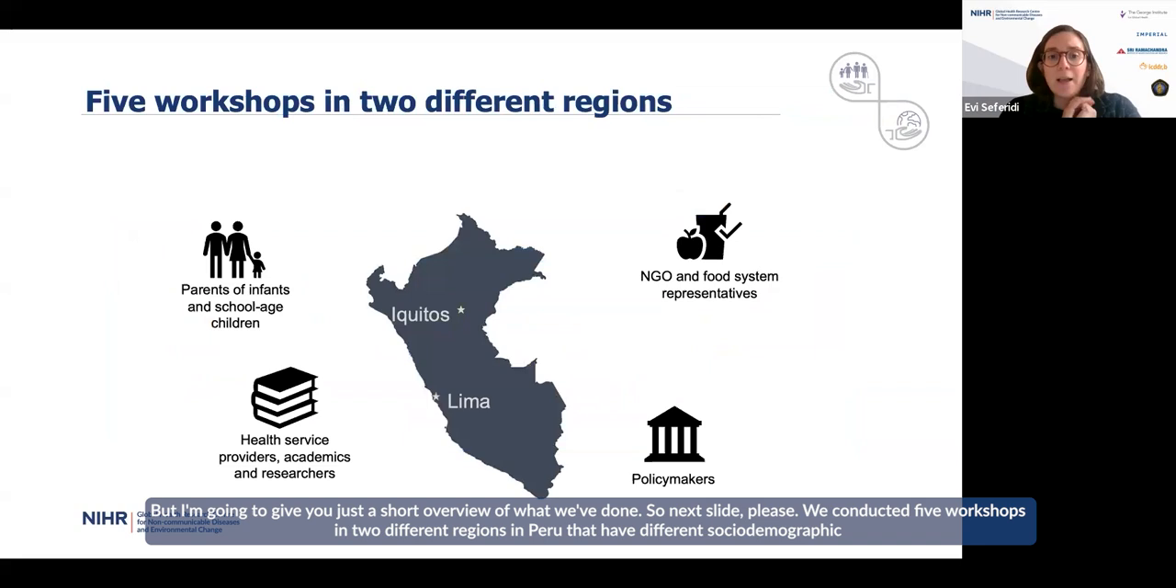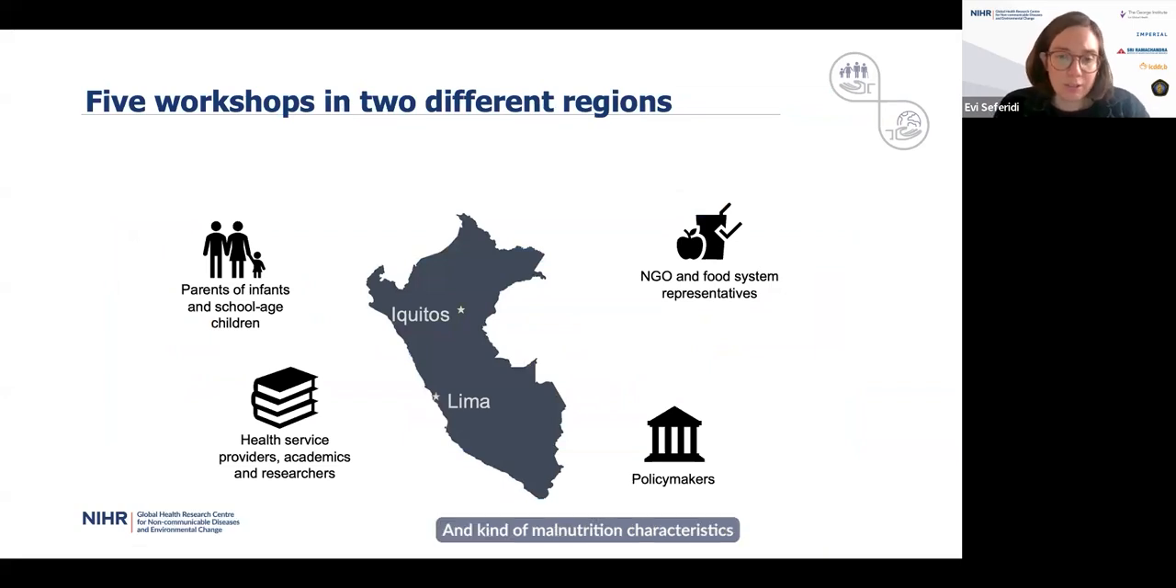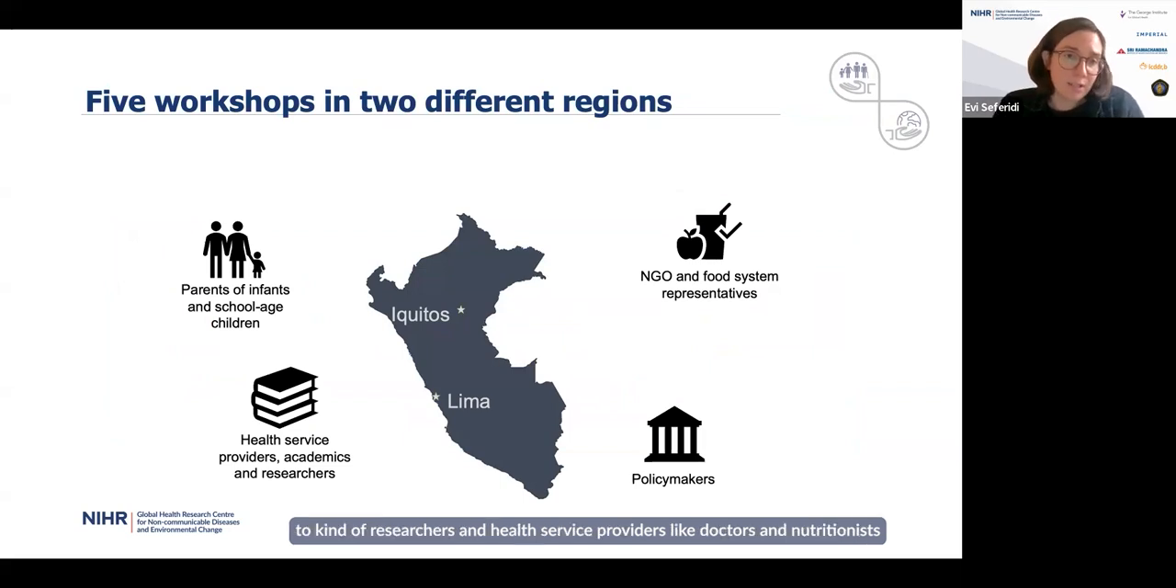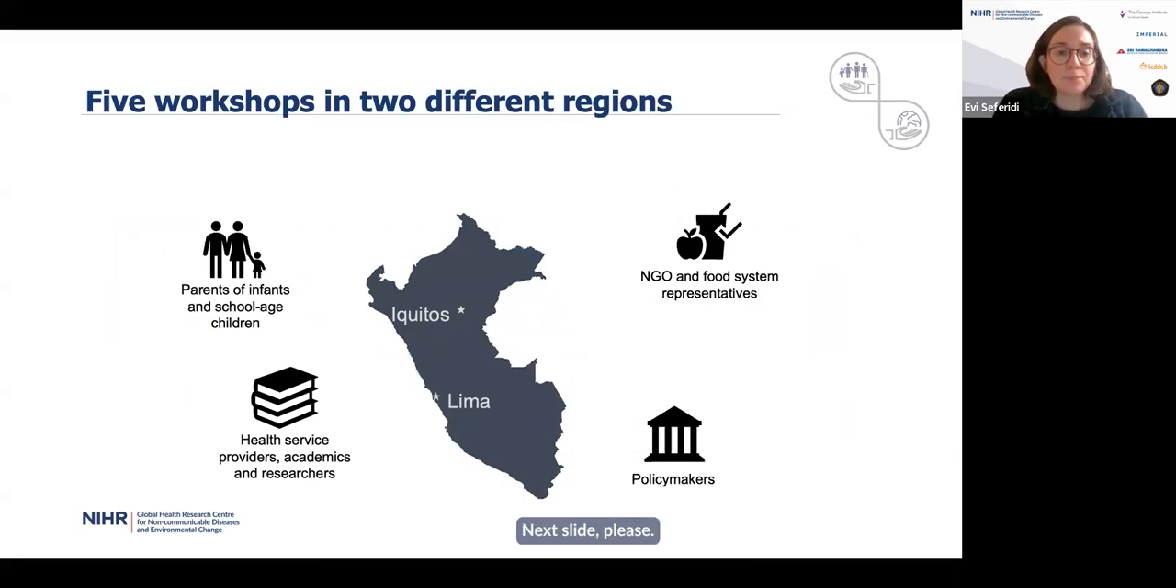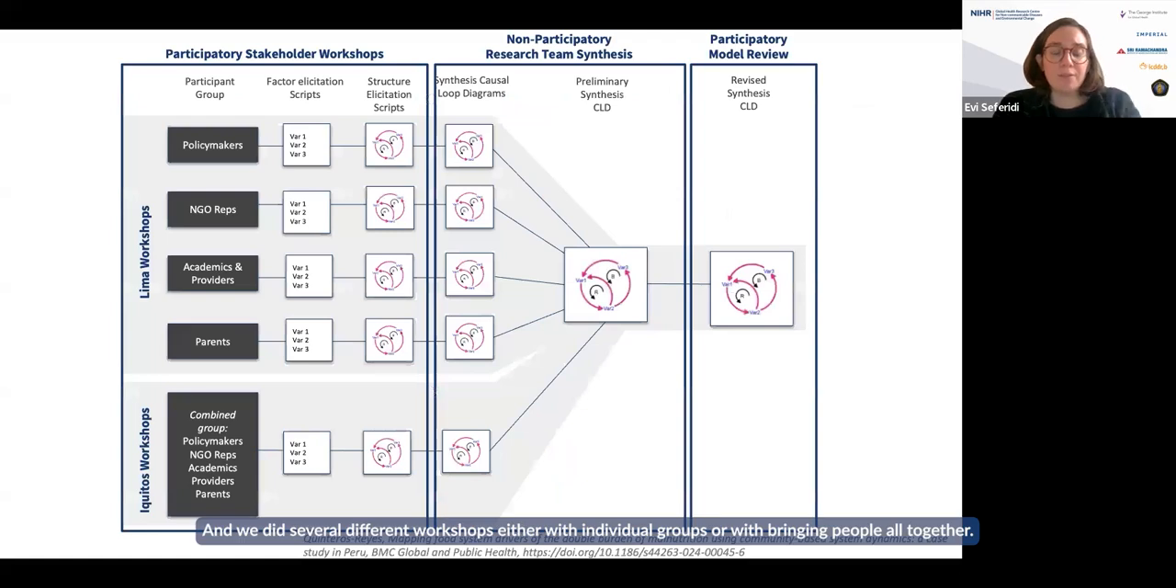So next slide, please. We conducted 5 workshops in 2 different regions in Peru that have different socio-demographic and malnutrition characteristics. And we engaged with different types of stakeholders, from parents to researchers and health service providers like doctors and nutritionists, to people from NGOs and also policymakers. Next slide, please. And we did several different workshops, either with individual groups or with bringing people all together.